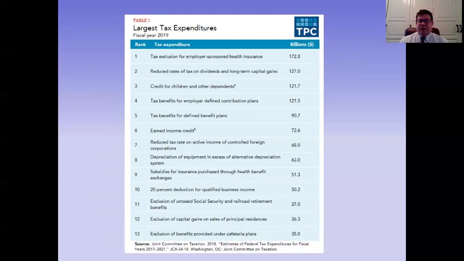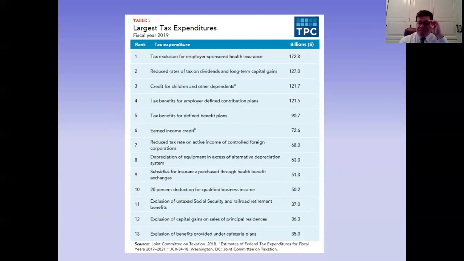We also have, if we talk about investments from stocks and buying and selling stocks as well as other properties, we reduce the rates on capital gains. So you don't pay the same amount as you would if it were taxed as normal income. That cost $127 billion. Credit for children and other dependents is $121 billion. Tax benefits for employer-defined contribution plans.